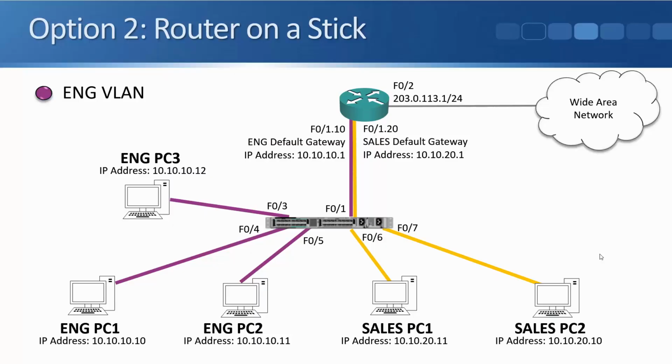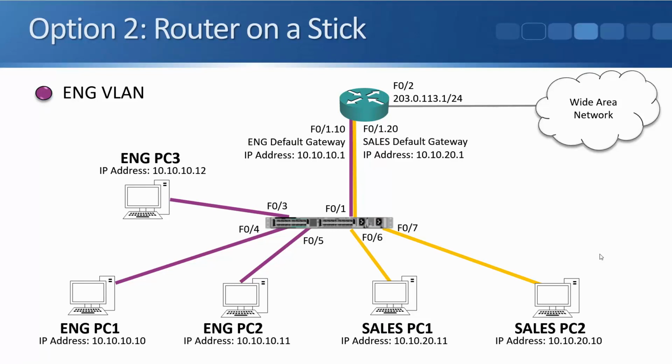In this lecture, you'll learn about our second option for inter-VLAN routing, which is router on a stick. Out of the three options, this is probably the one that you're most likely to get tested on in the CCNA exam. So make sure you understand this and know how to do the configuration for it. Okay, so this is how it's going to look.